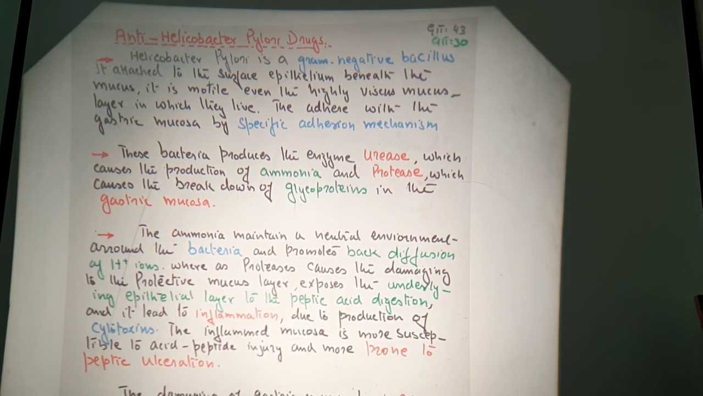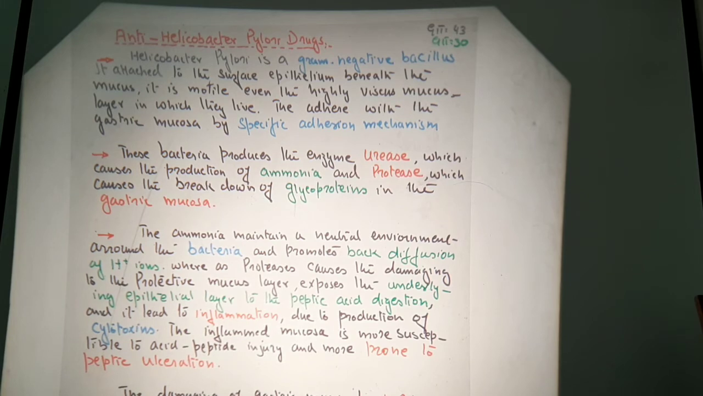Now, by specific adhesion mechanism, what do you mean by this? It means that this Helicobacter pylori is gram-negative bacteria. If we see its structure, it is spiral in shape. This spiral shape gives the bacteria the ability to invade the stomach wall and cause the infection. Clear?